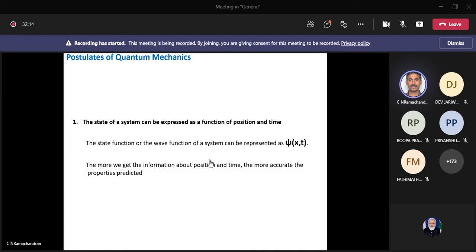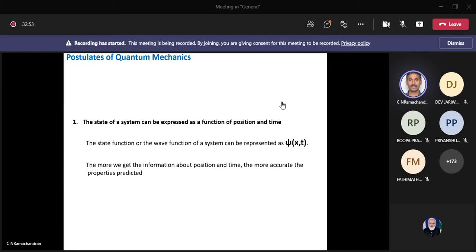This statement is very important about the first postulate of quantum mechanics. The more we get the information about position and time, the more accurate the properties predicted. It is very important. If you know the wave function, we can predict the properties of the system. Once again, if you know the wave function of a system, whatever the system can be, anything, an electron, an atom, a molecule, a material, maybe yourself, whatever it may be, system in general.